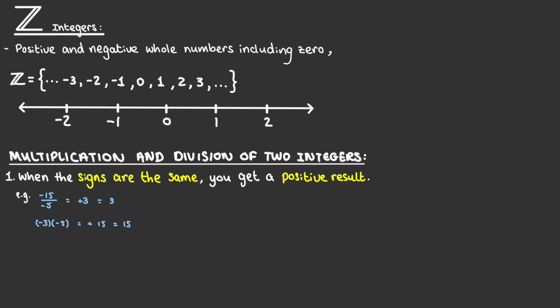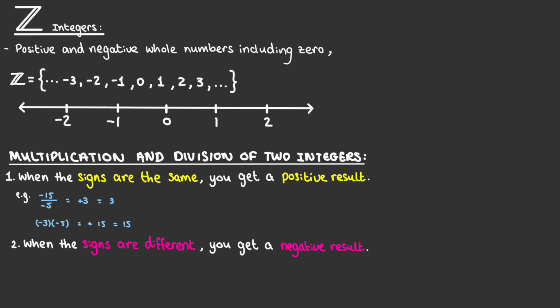Another example would be multiplying minus 3 by minus 5. Here we get plus 15. This is the same as saying 15. An obvious result, which I won't write down, is multiplying or dividing two positive numbers. Since their signs are the same, you get a positive result.